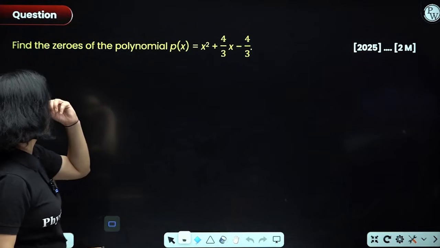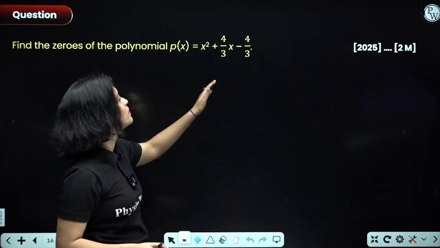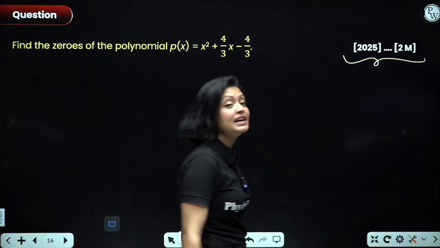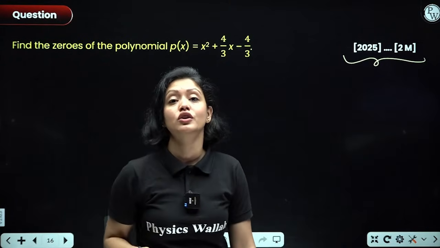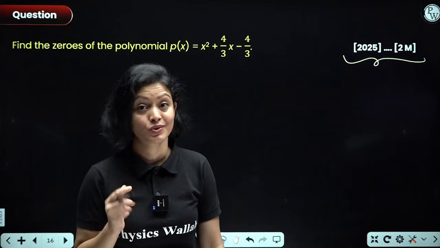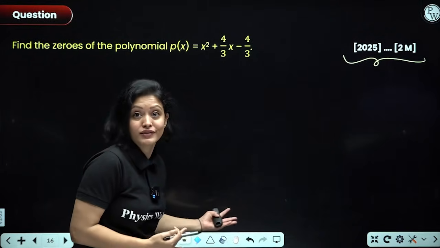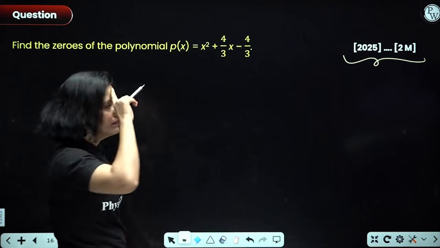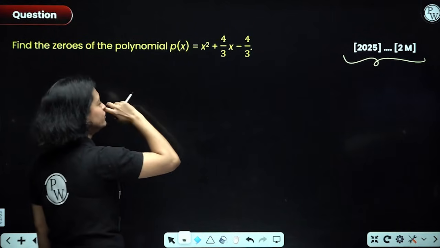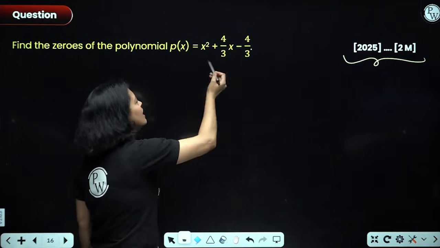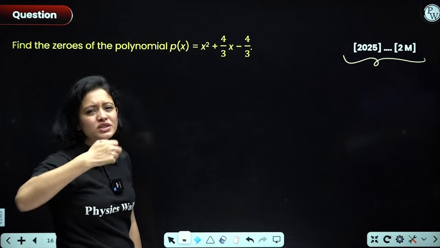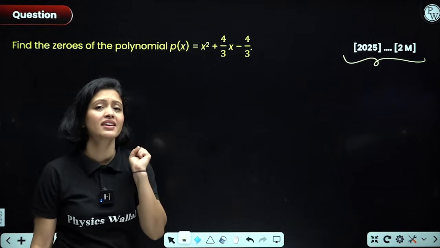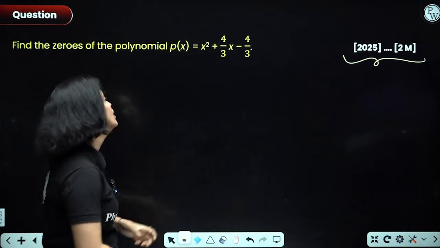Find the zeros of the polynomial p(x) is equal to x square plus 4 by 3 x minus 4 by 3. This is a question from 2025 CBSE board exams. So you can understand the importance of this, right? Okay, so let's start everyone. So what I'll do first of all is, before starting the method, I need to get rid of these denominators because they are really bothering me, right?